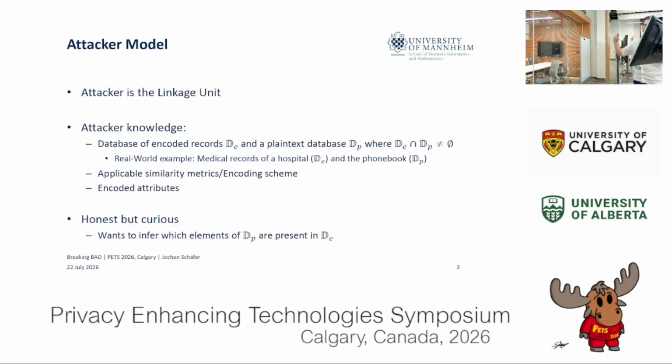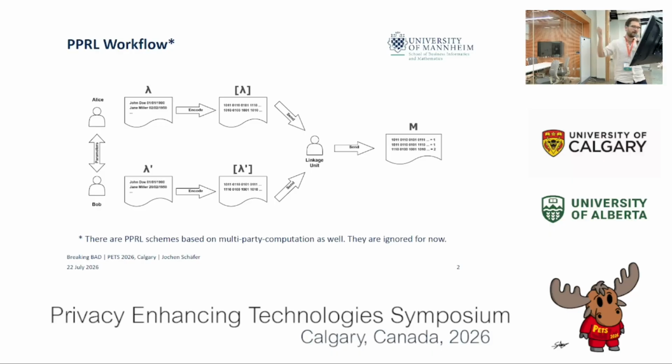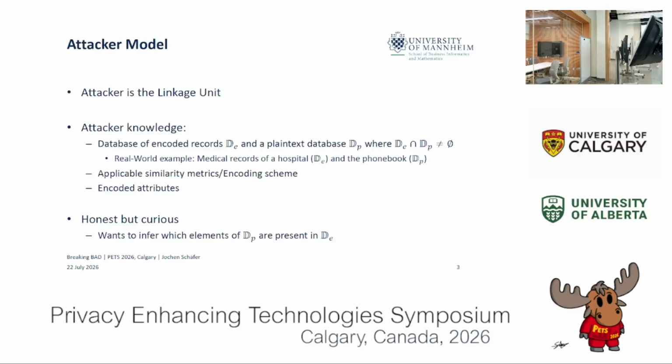So the attacker model is that we have this linkage unit here, which is the one who performs the matching based on the similarity preserving encoding. And we have to assume that this linkage unit is honest but curious, meaning that it has, of course, access to the encoded database, but also to a plain text database that has some overlap with the encoded database. Think of it as, for example, the phone book, where you also have in some countries the names and addresses of people. They might also appear in, let's say, the patient registry of the local hospital. So the attacker tries to de-identify individuals from this encoded database.